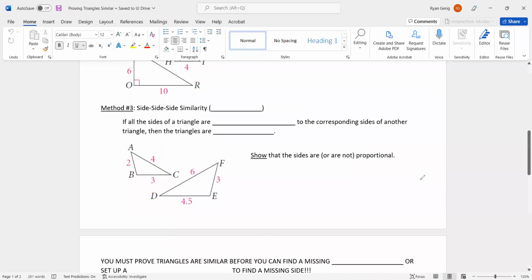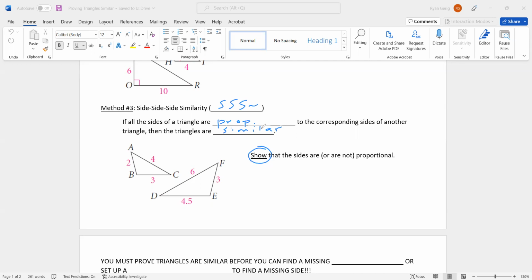The third method is side, side, side similarity. If all the sides of a triangle are proportional, I'm going to go ahead and abbreviate it to proportional. Proportional, make sure you write that in. To the corresponding sides of another triangle, then the triangles are similar. Okay, key word here, show that the sides are or are not proportional. I have a lot of people who will look at those and say, oh, side, side, side. No, you can't say that yet. You have to check and see that they're proportional.